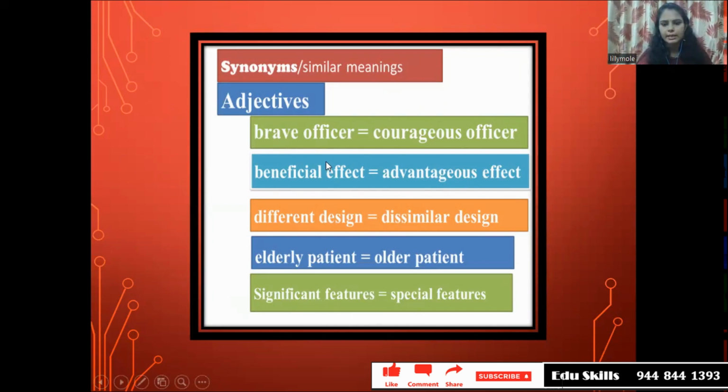This is the same. The meaning is the same for this one, but the word is different. So we need to understand, we need to know this is the same.